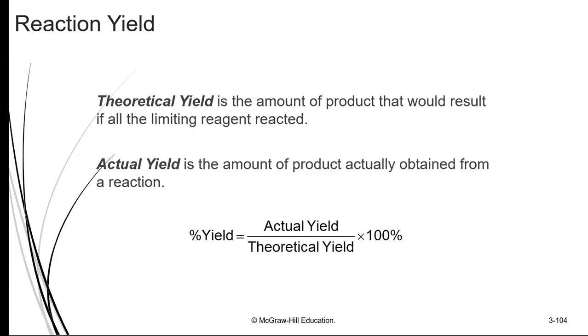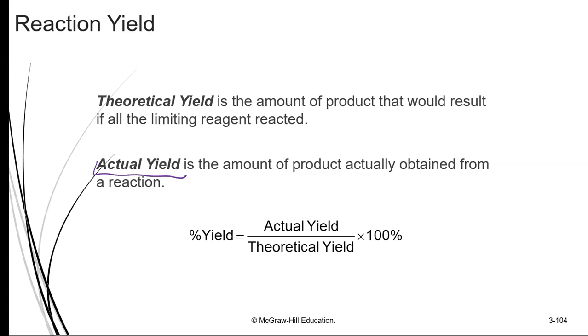And so that is the actual yield. The actual yield is the amount of the product that's actually obtained from that reaction. So just like you guys did with your zinc and your iodine reaction, not all of that product might have shown up at the end. So our actual yield is how much product you really made, not how much we theoretically would have made.